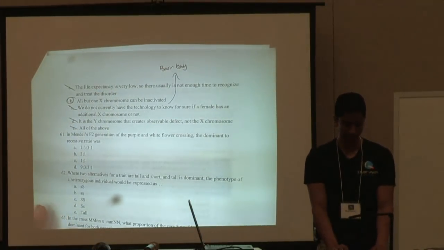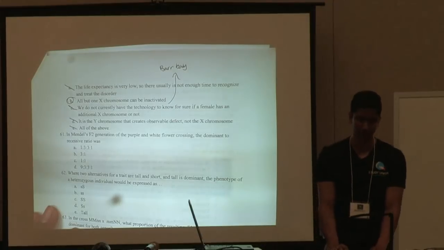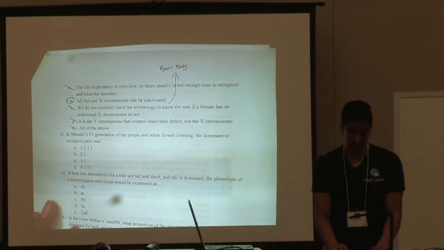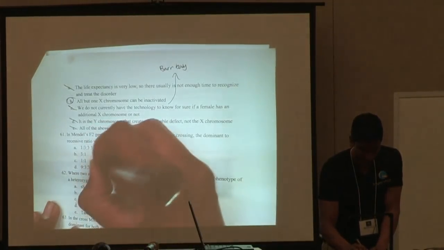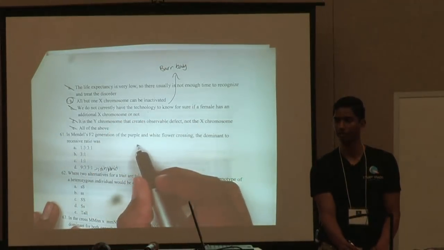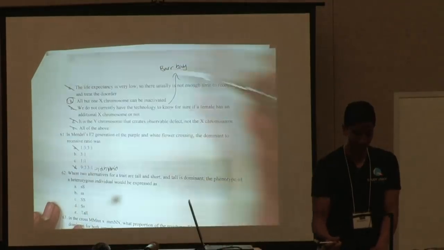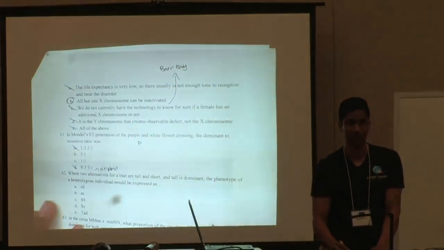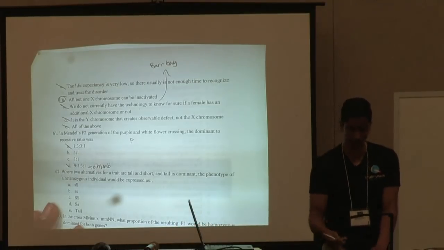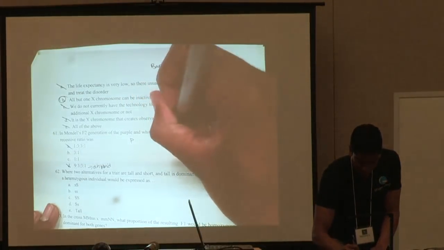All right. In Mendel's F2 generation of the purple and white flower crossing, the dominant to recessive ratio was what? D would be a dihybrid. But we're only talking about one trait here, right? So it can't be D or A. Does anyone remember what the parental generation was? What he crossed? It's dominant purple and recessive white, or the other way around. So let's just say A.